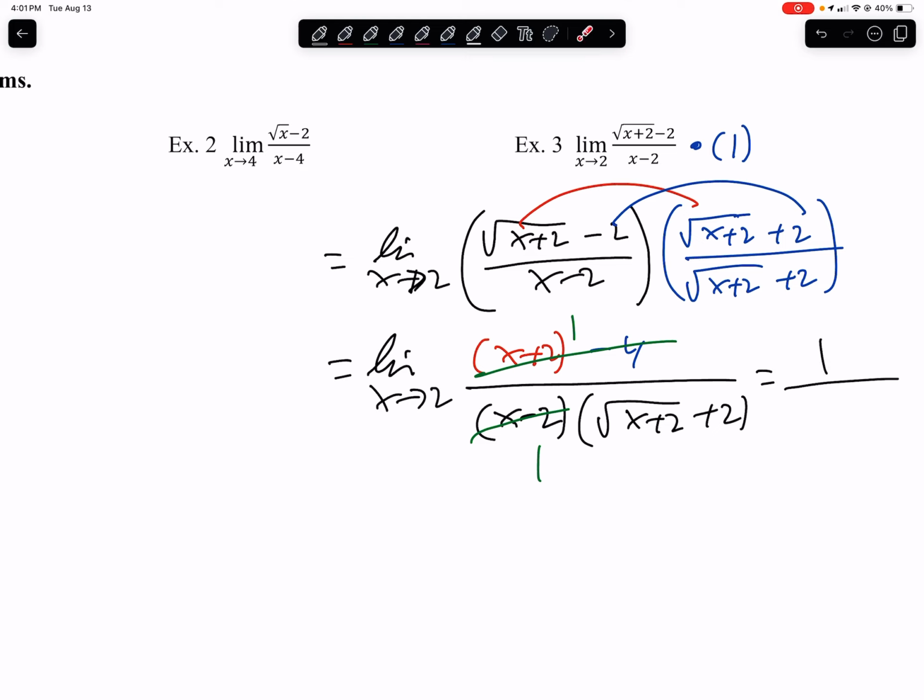Now, technically, you break this into 2 separate limits. Then you take the limit of the inside and you square root it. I'm going to do that shortcut in my head. That's going to be square root of 4 plus 2, which is 1 over 2 plus 2. And the answer to that is 1/4. Whew. That's a lot of work.